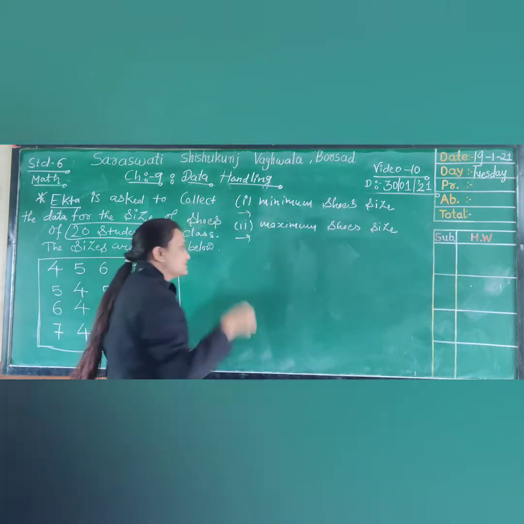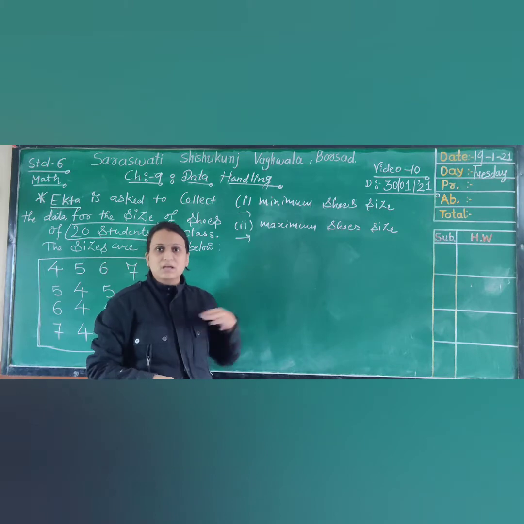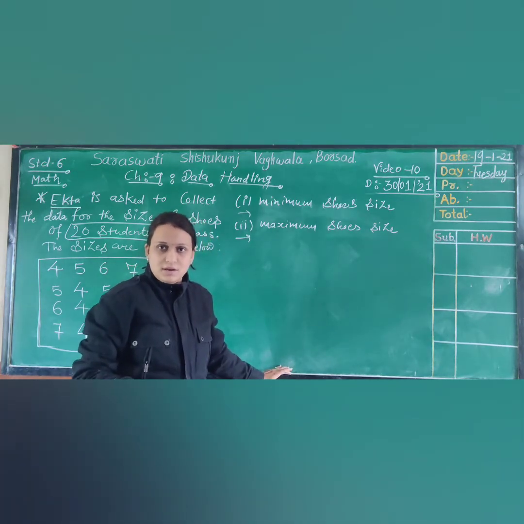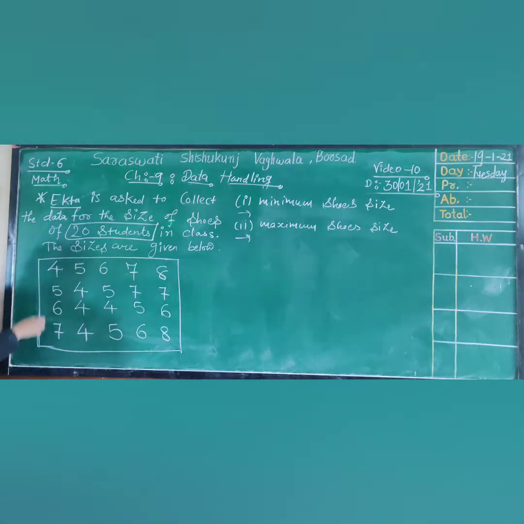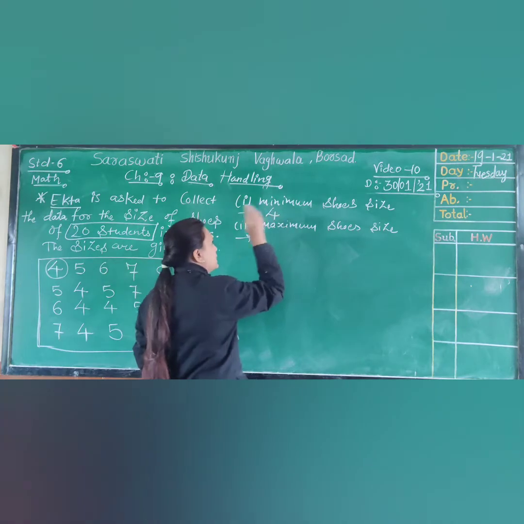Why are we finding these two values? Because from finding the minimum and maximum, we can identify from where to where we have to take the numbers. Okay, so let us find the minimum, meaning the least value in the given data. So you can see here 4 is the least value. Okay, so 4 is the minimum shoe size given here.